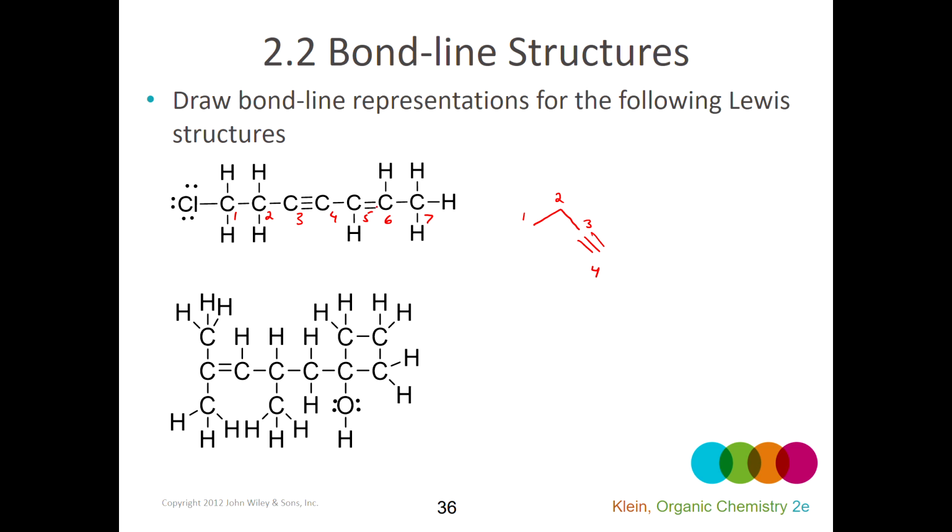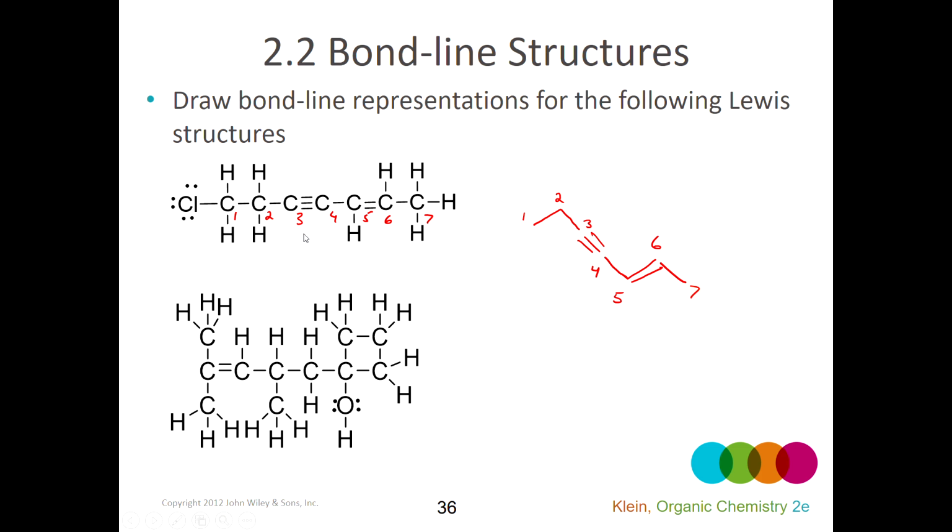4 is bonded to 5, and that one's also 180 degrees. So I need to keep that all going in the straight line around my triple bond because both parts of the triple bond are sp hybridized. Then 5 is bonded to 6 through a double bond. So 5 and 6, that's where I do want an angle because that's sp2 and it should have 120 degree angles. And then 6 is bonded to 7.